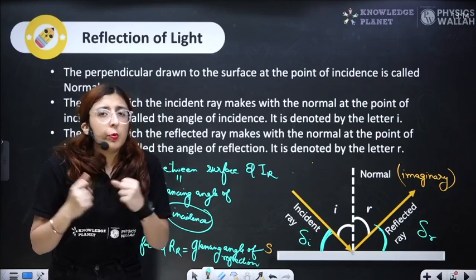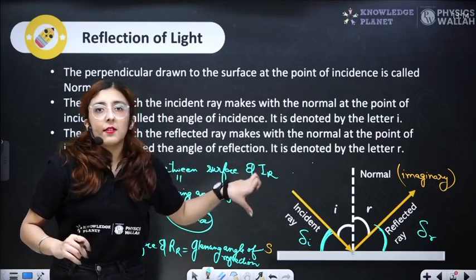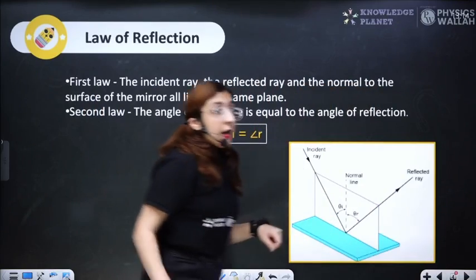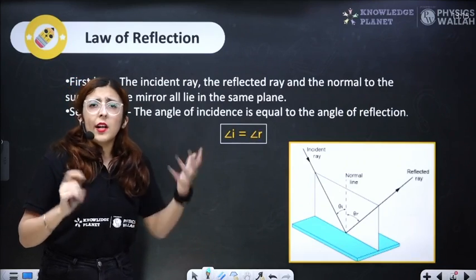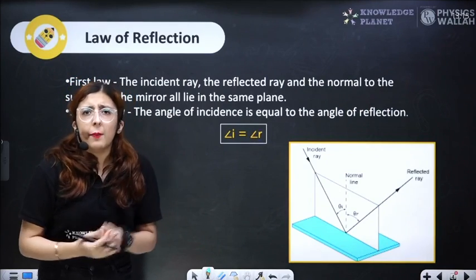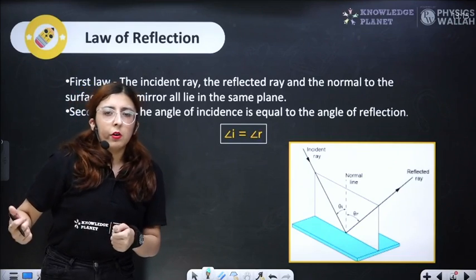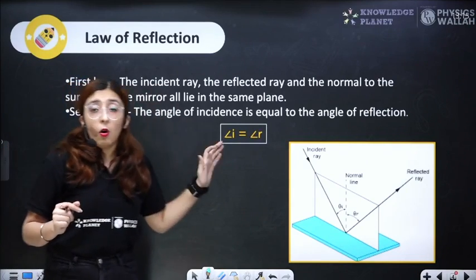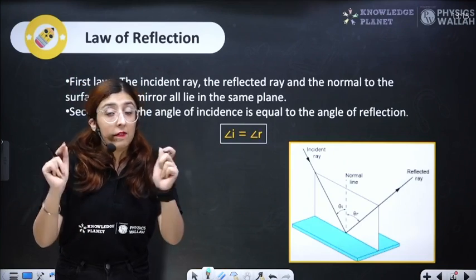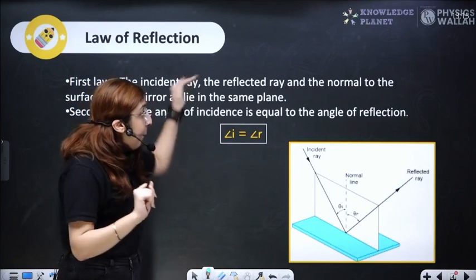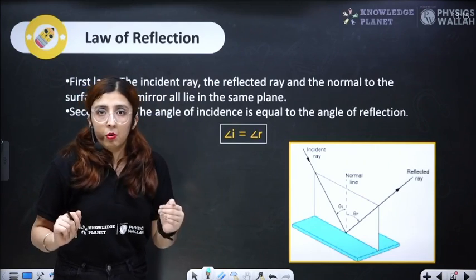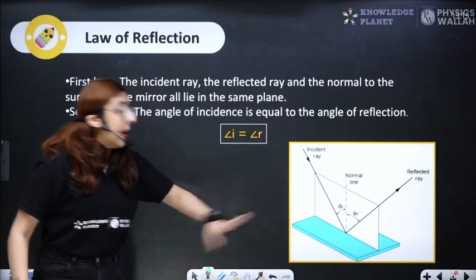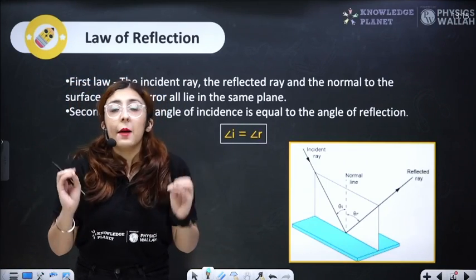Now what are we going to do? We are going to use these basics and put them on your laws. Two laws are there. When we talk about laws, we have to abide by them, else we will be punishable, certainly. If either of the two laws is not holding true, reflection is not taking place. So both the laws need to be true. What is the first law? The first law tells us that our incident ray, reflected ray, and normal should all lie in the same plane.